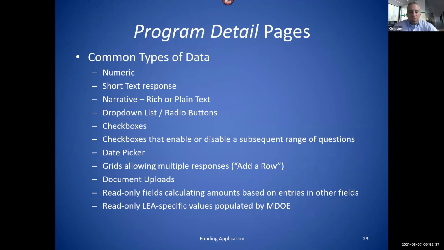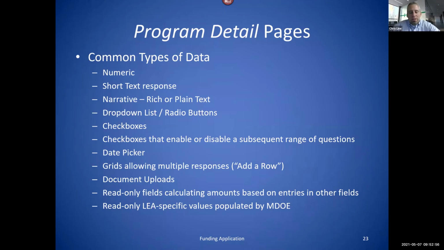Sometimes, it could be like, list your parent liaison, and maybe there's 1 or maybe there's 3. So they could fill in a name, and if they had 3 of them, they could add a row and fill in more names until they've entered all the ones that they need to enter. They can also, sometimes they're asked to upload documents.